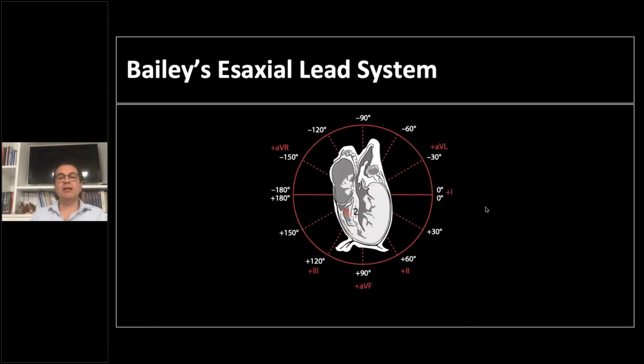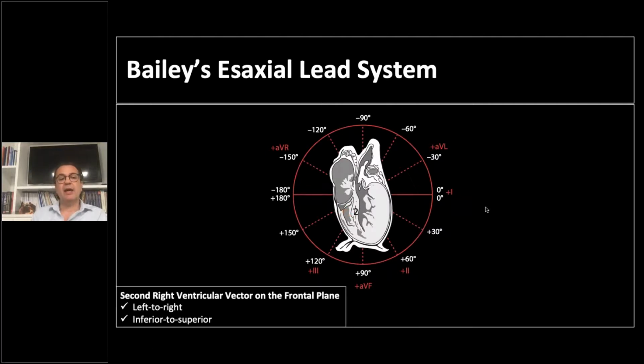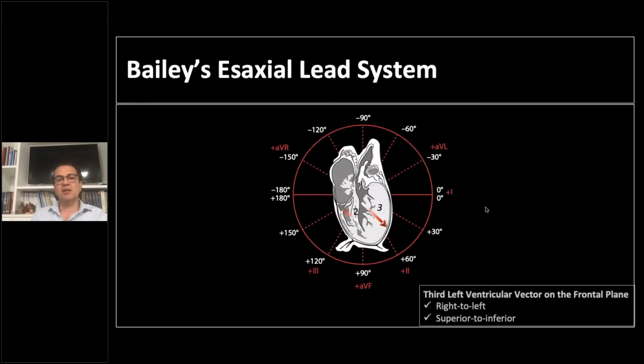Let's see now the other important vector of the left ventricle. The second vector is the right ventricular vector. The direction is identical to the first one, so it's left to right, inferior to superior. And it's concomitant to the third vector, the main important vector, that is depolarizing the left ventricle. And this has a direction right to left, superior to inferior. So it's coming from the top of the right ventricle down into the left ventricle.